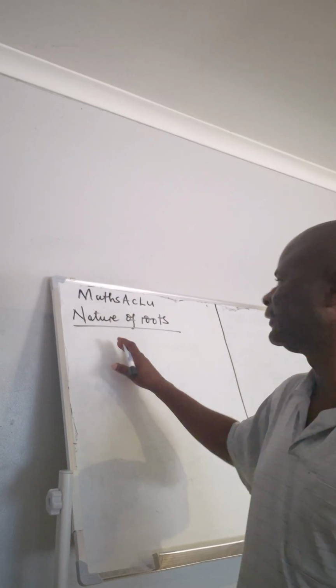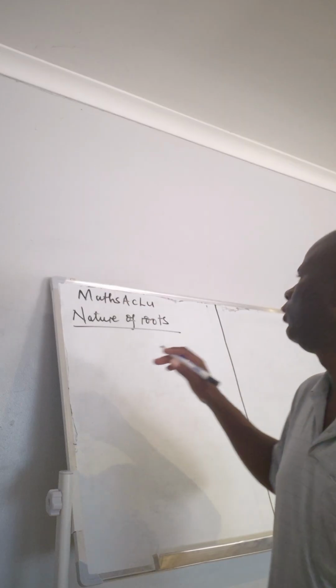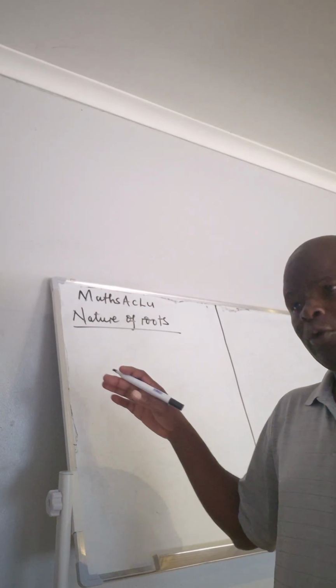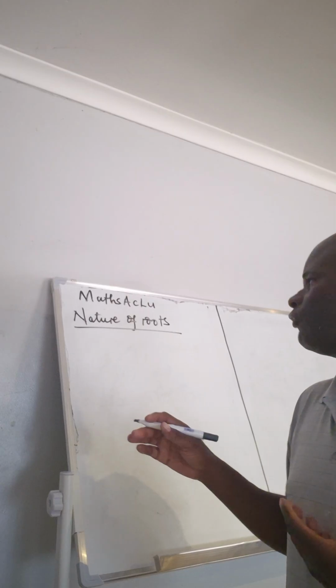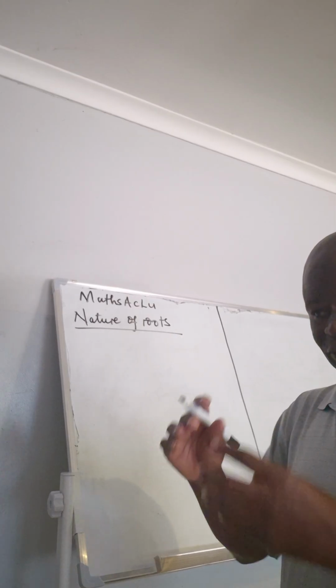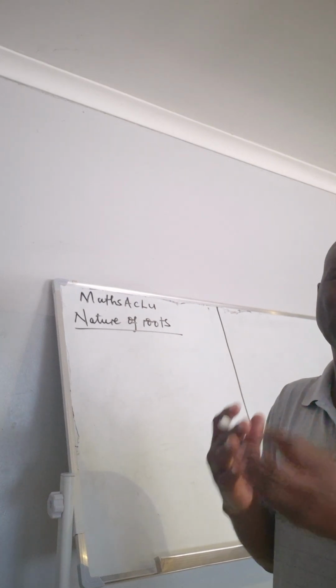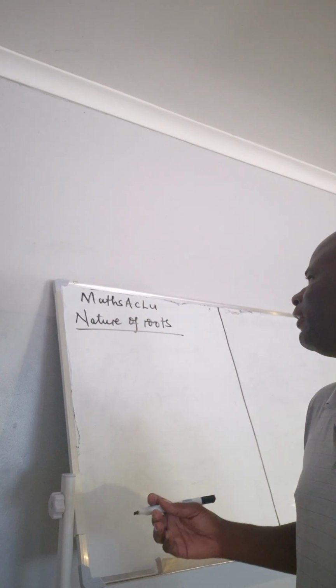Today we are talking about nature of roots. When you talk of roots, we are talking about the values of x when you are solving a quadratic equation. So for the nature of roots, we want to check what kind of roots we have. That is the nature, the kind of roots that we have.